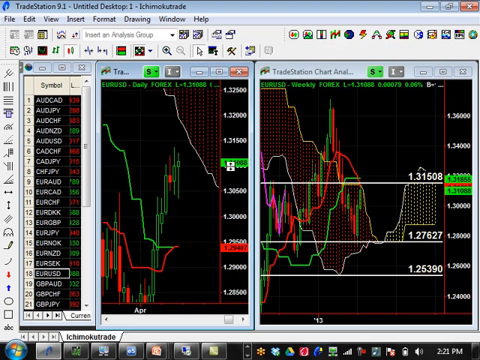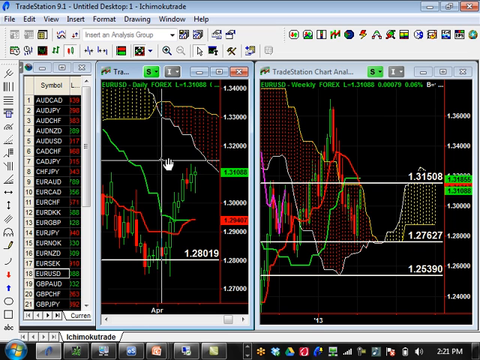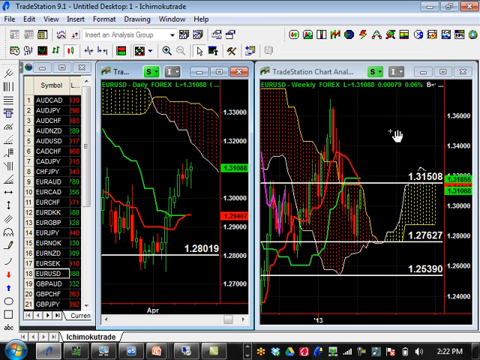Euro USD. A lot of people thought this was going to crash. Apparently it didn't. It held its support right around 27.62. Resistance on this one: the first is about 31.50, and the second is about 31.85. So between 31.50 and 31.85 is resistance there.